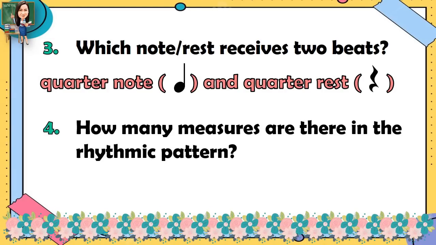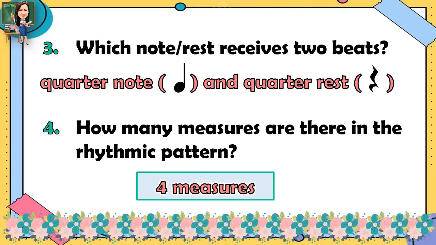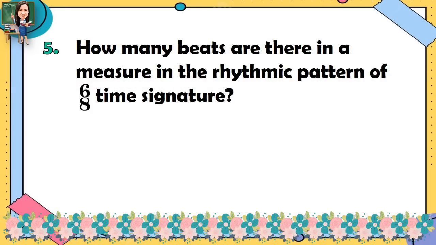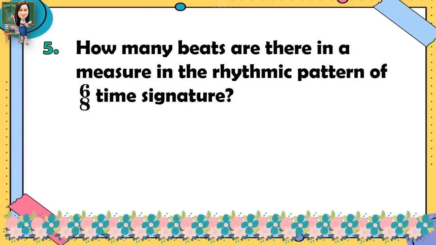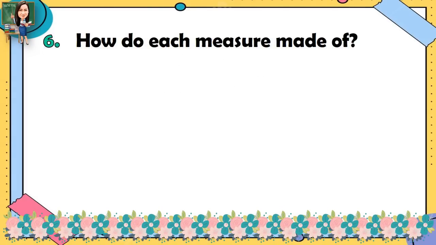Number 4. How many measures are there in the rhythmic pattern? There are 4 measures. Number 5. How many beats are there in a measure in the rhythmic pattern of 6/8 time signature? There are 6 beats.